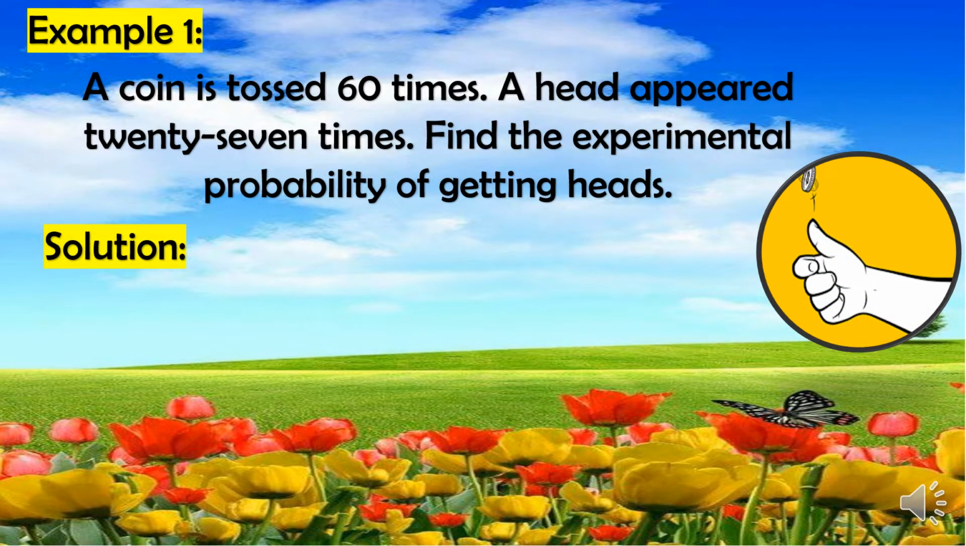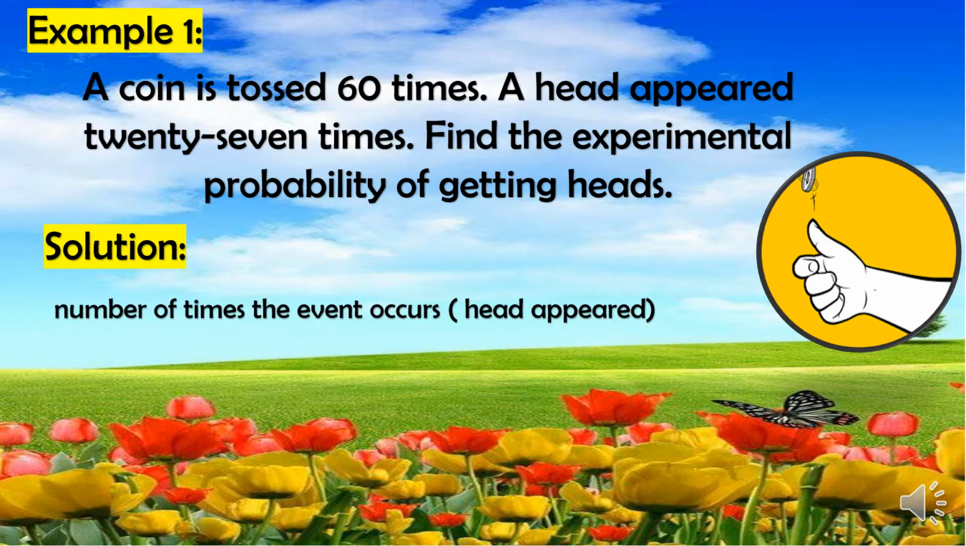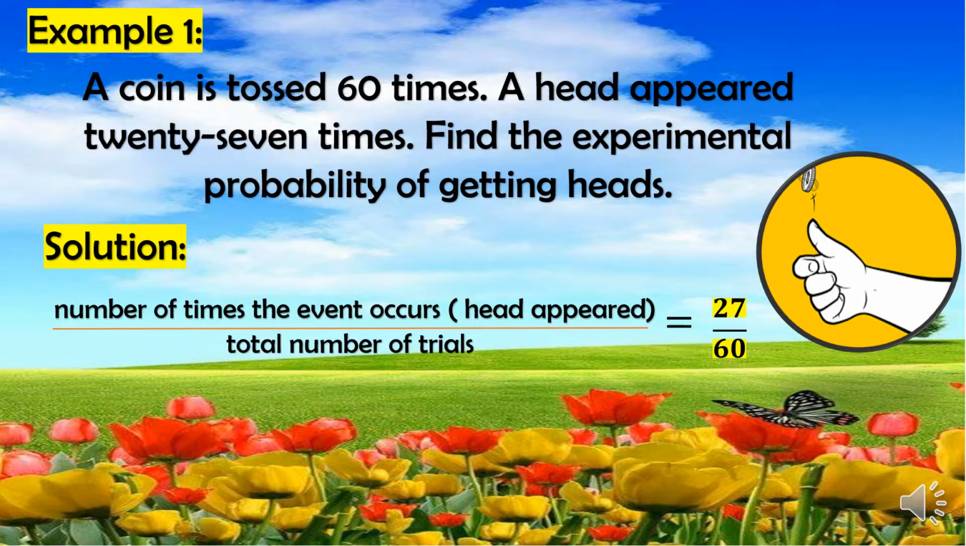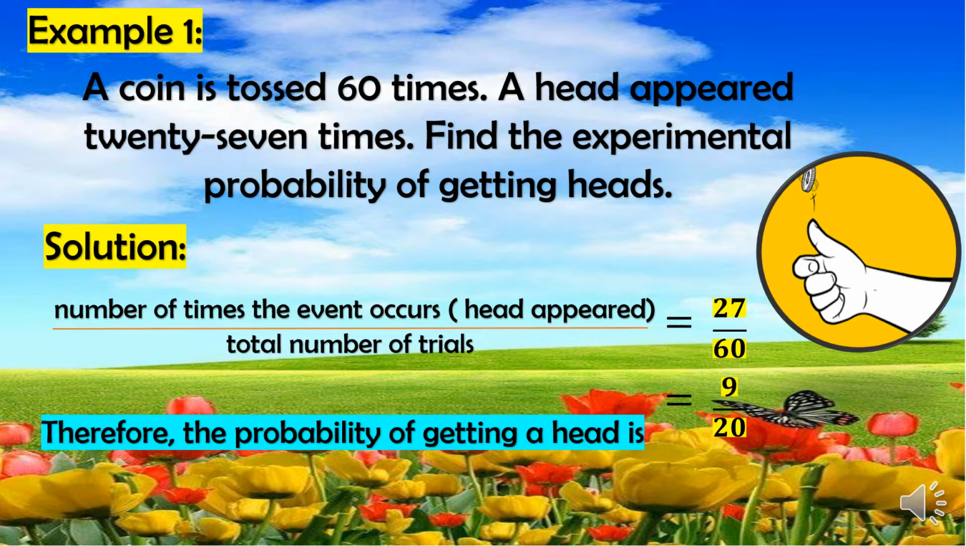So for the solution, for example number 1, the number of times the event occurs, the head that appeared, over the total number of trials. So that is equal to 27 over 60, because 27 times the head appeared over 60 trials. So let us make this into lowest terms. So that is equivalent to 9 over 20. So therefore, the probability of getting a head is 9 over 20.